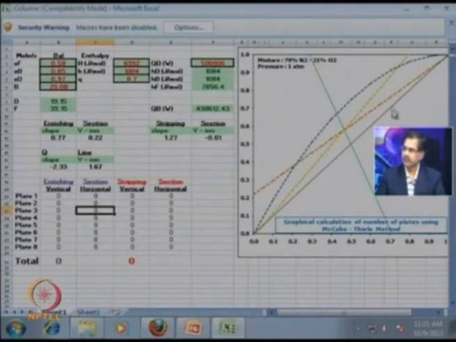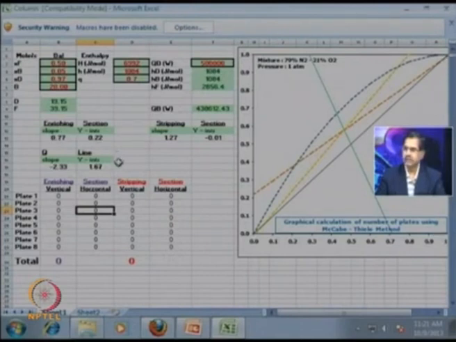So, let us see how we have plotted these lines. The enriching section has a first point, which I could locate on this curve as 0.97. As we know, y equals x for the topmost plate, and this represents the topmost plate. This is the y equal to x line. The operating line for the enriching section intersects y equal to x at 0.97. So, this is my first point.